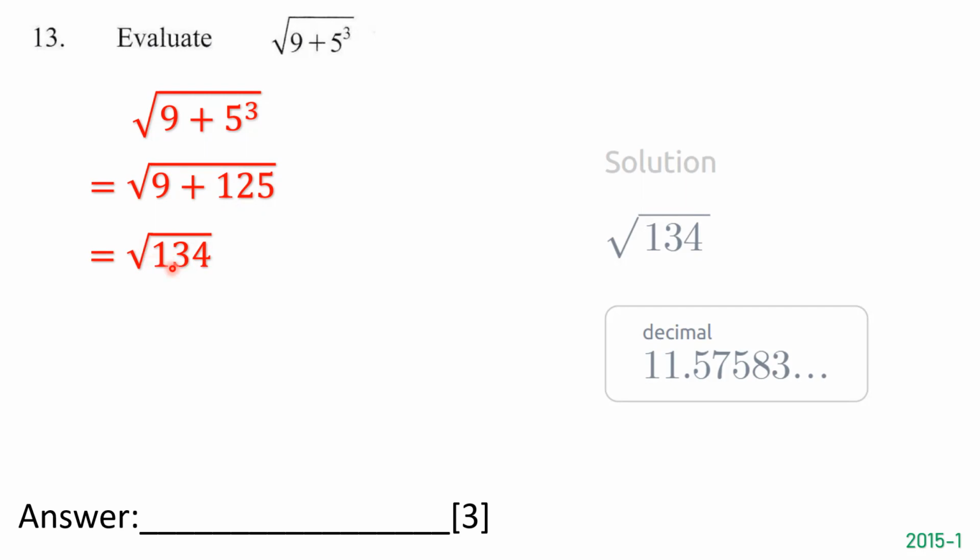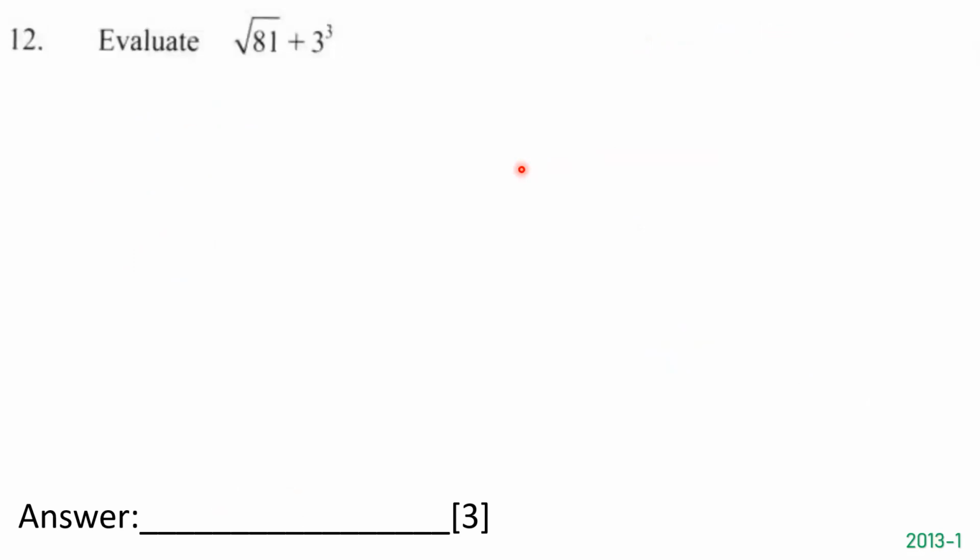And so if we were to use a calculator and find an approximation, it would be 11.57583. But you are not able to use a calculator inside the exam. So you're just going to have to leave it as the square root of 134. All right, and that's our final answer. How did we get 5 to the third power? Well, 5 to the third power is 5 times 5, and 5 times 5 is 25, times another 5, which is going to be 125. Okay, let's move on to the next question.